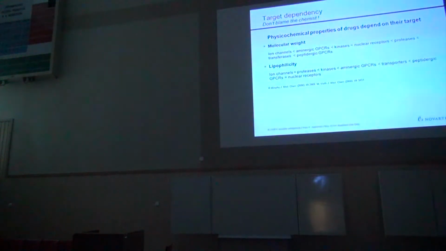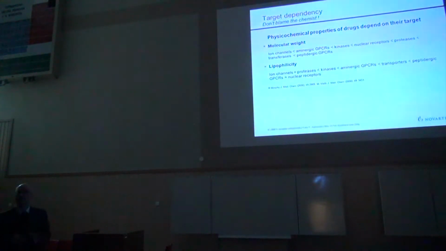The problem is that it's not just the quality of a drug that makes it successful. It also has to do a lot with the target that we're trying to modulate. And if you think of the physicochemical properties and look at how they depend on their target, you see that simple parameters like the molecular weight is smallest for ion channels. It increases for aminergic GPCRs, kinases, etc. Lipophilicity follows the same trend, being the lowest for ion channels, proteases, and then increasing for kinases, aminergic GPCRs, transporters, peptidergic GPCRs, and nuclear receptors.